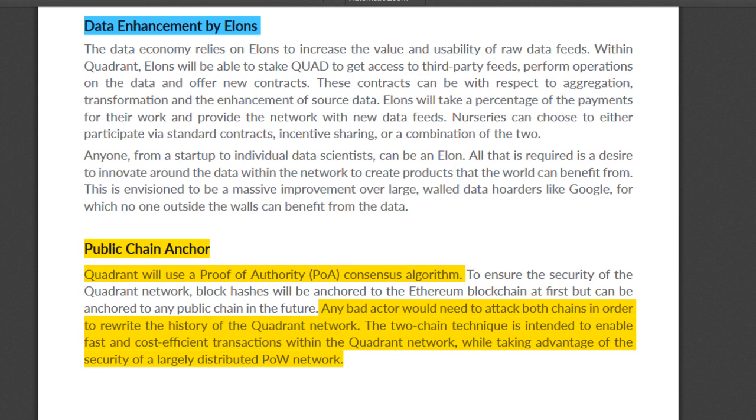Then data enhancement by Elons. I feel like you guys should be pretty comfortable with this. If Elons doesn't make sense to you, just reach out to me via PM and we'll go over it a little bit more. I don't want to eat up too much of your time here.